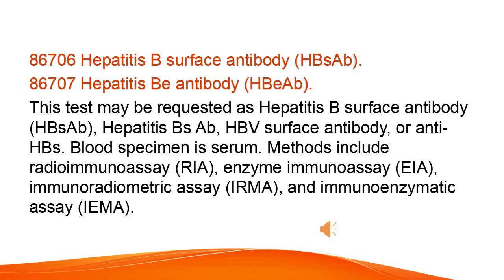Hepatitis B surface antibody, HBsAb. Hepatitis B antibody, HBeAb. This test may be requested as Hepatitis B surface antibody, HBsAb, Hepatitis BsAb, HBV surface antibody, or anti-HBs. Blood specimen is serum. Methods include radioimmunoassay, RIA, enzyme immunoassay, EIA, immunoradiometric assay, IRMA, and immunoenzymatic assay, IEMA.